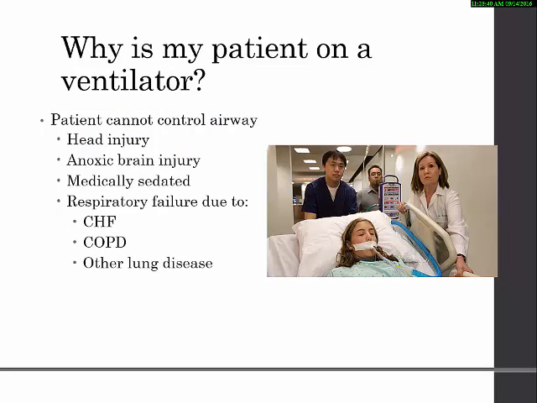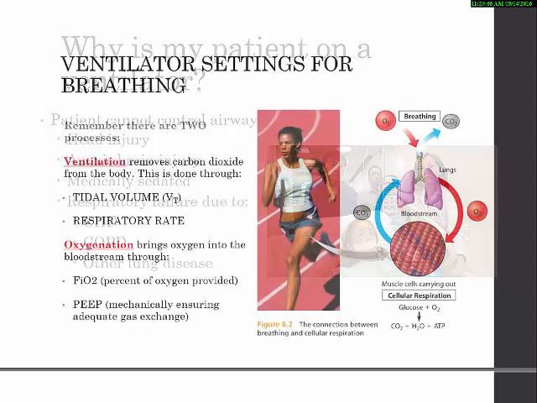So, why is a patient on a ventilator? We all know why patients are on a ventilator. They can't control their own airway. There's a lot of different reasons that this could occur. Head injuries, anoxic brain injuries, people who are medically sedated, those patients who we treat in the field or see in the field that have CHF or COPD but aren't able to be treated quickly enough to avoid being intubated, so they become intubated and they're medically sedated. So those are the type of patients that we're seeing when we transport patients who are on a ventilator.